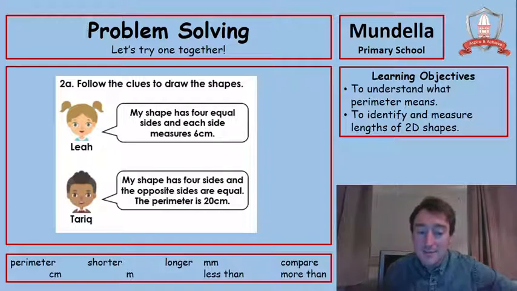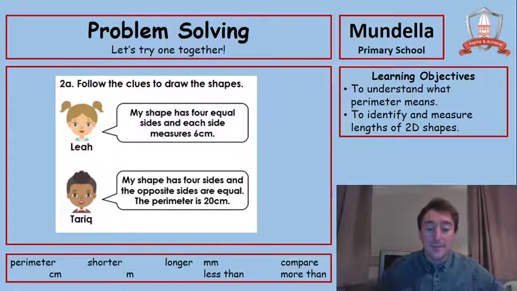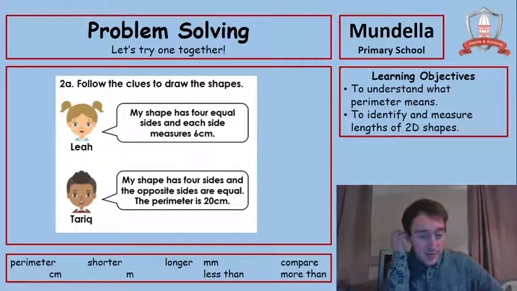And Tariq says, my shape has 4 sides and the opposite sides are equal. The perimeter is 20 centimetres. So we're going to have to try and draw those shapes.